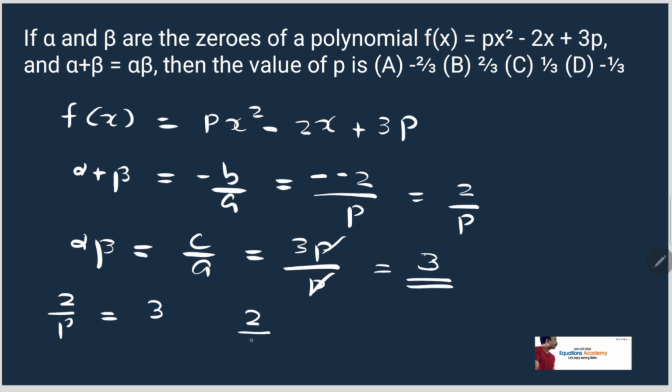So 2 divided by 3 is equal to p, because when the p on the denominator on the left side goes to the right side, it will go to the numerator. So we get 2 by 3 is equal to p. That means the value of p is 2 by 3. So option B is the right answer.